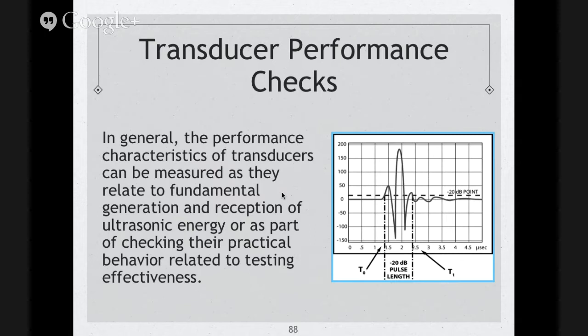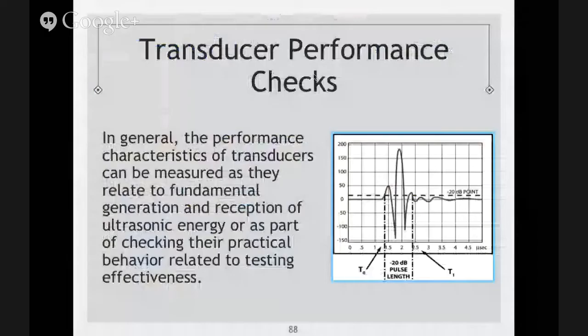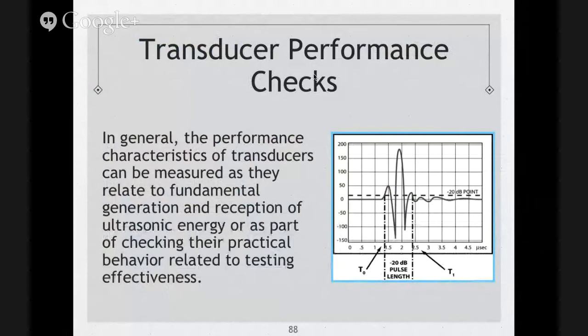Transducer performance checks, right? In general, the performance characteristics of transducers can be measured as they relate to fundamental generation and reception of ultrasonic energy, or as part of checking their practical behavior related to the testing effectiveness. I showed you a picture of a transducer I own, and I showed you that the manufacturer does a performance check on the transducer, right, and they give you the waveform, and they also show you the characteristics of that transducer, right? So here in the picture, you can see, right, the 20 decibel pulse length, right, as it's illustrated on here.